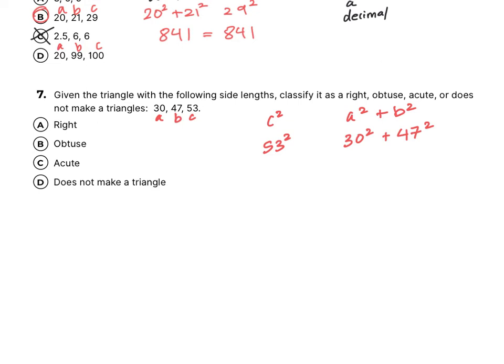So 53 squared is going to be 2809. 30 squared plus 47 squared, that is going to be 3109. So C squared is less than A squared plus B squared, and according to the rule, that means that this is an acute triangle.